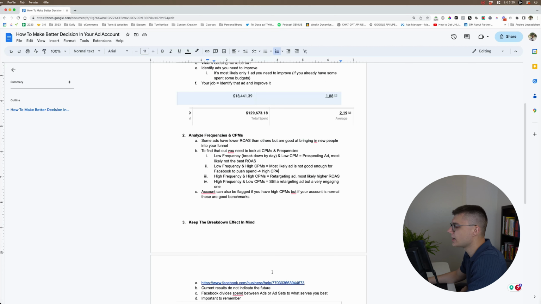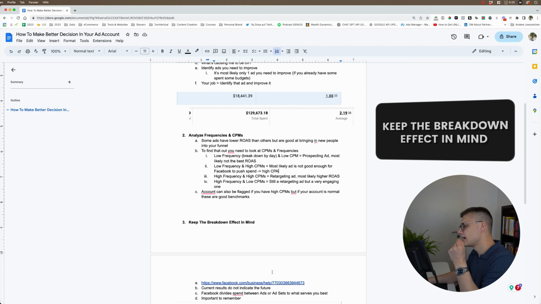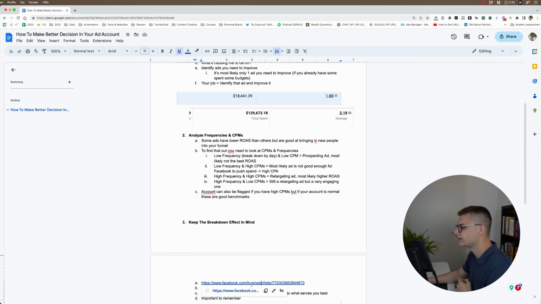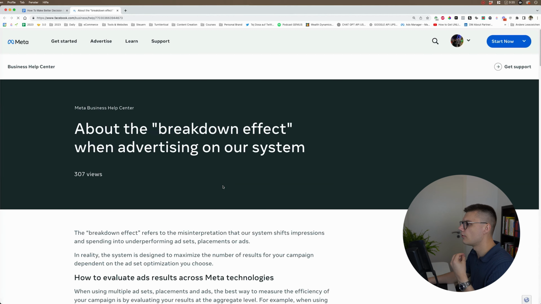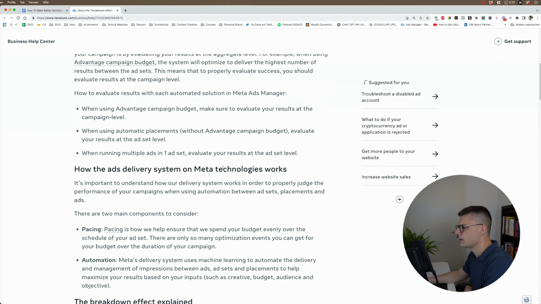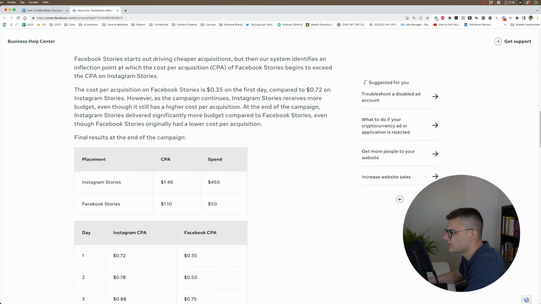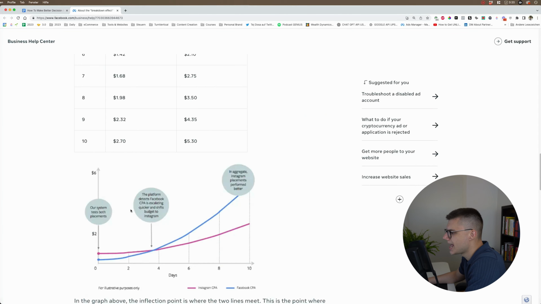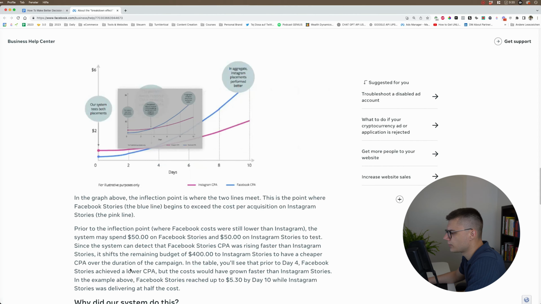Then the next thing, which I think a lot of people always forget, is the breakdown effect. I have a link right here, so we can take a look at it officially from Facebook about the breakdown effect when advertising on our system. And I'm not gonna go through all of this because I've linked this down in the description, but I'm gonna go over the graph in just 1 second.